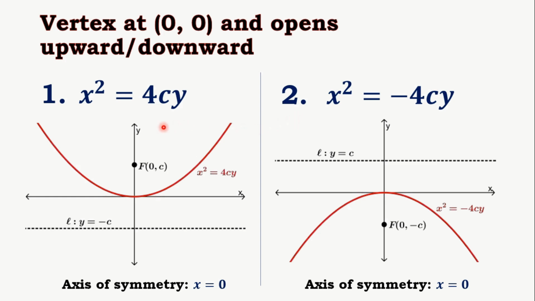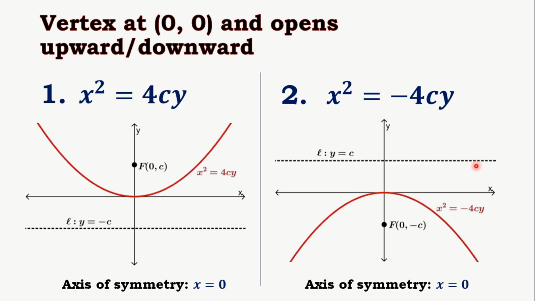Its equation has a factor c on the right side, which represents a very important property. This c value refers to the distance from the vertex to the focus and from vertex to the directrix, or line L. The directrix for equations 1 and 2 have horizontal directrix, which is below the x-axis for equation 1 and above the x-axis for equation 2.